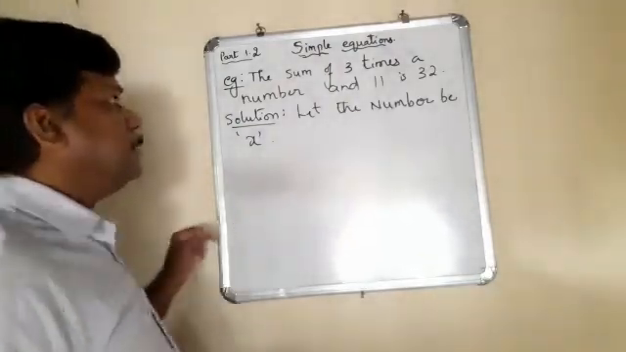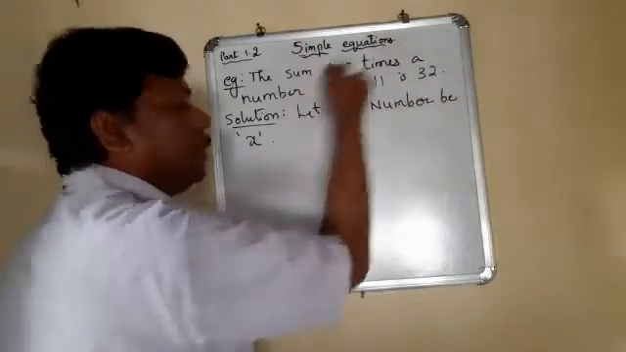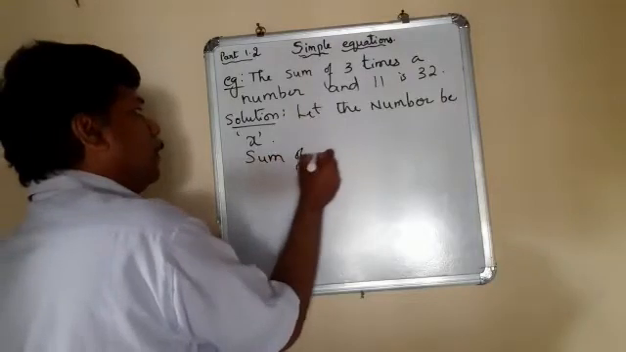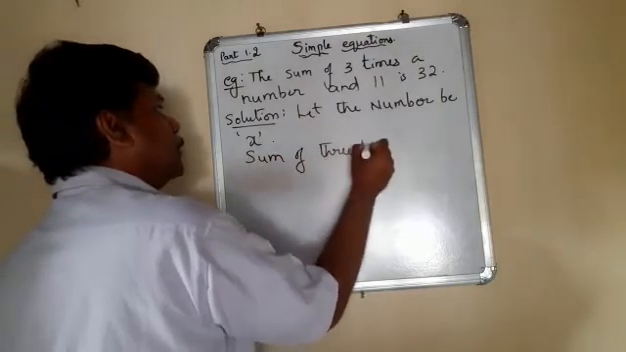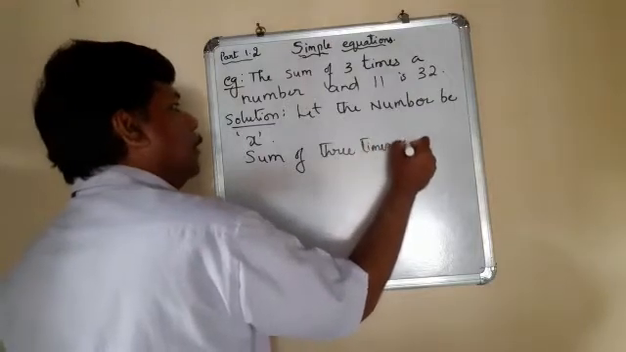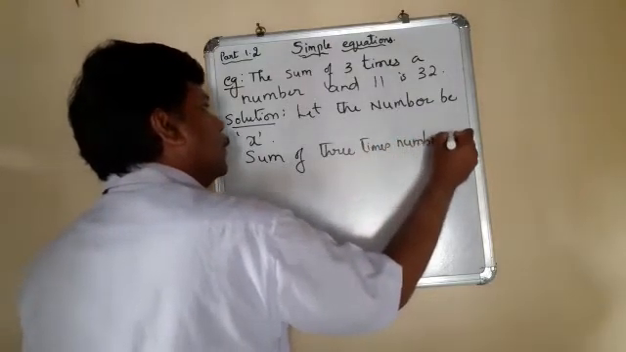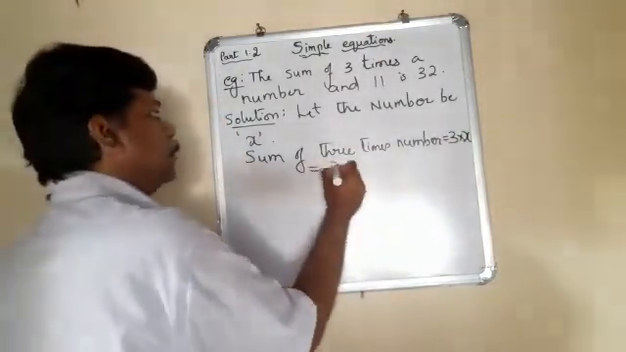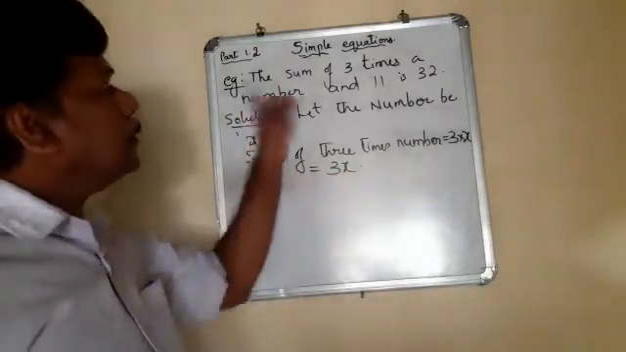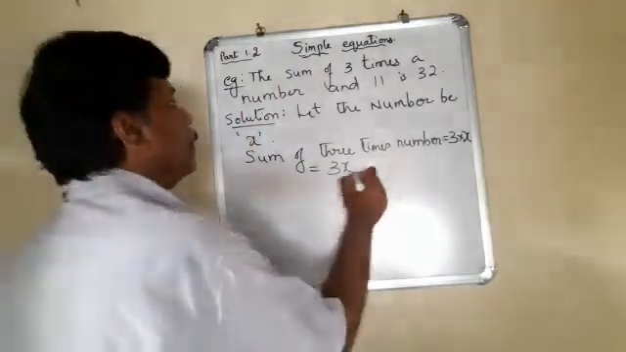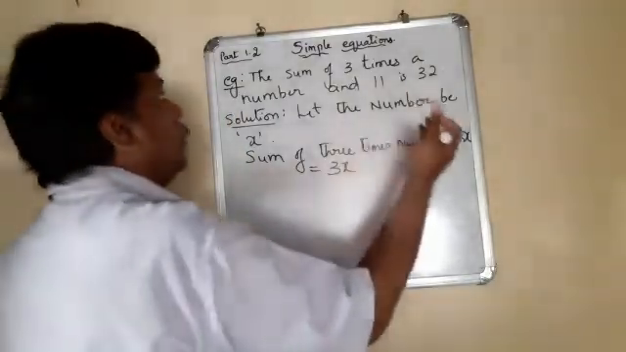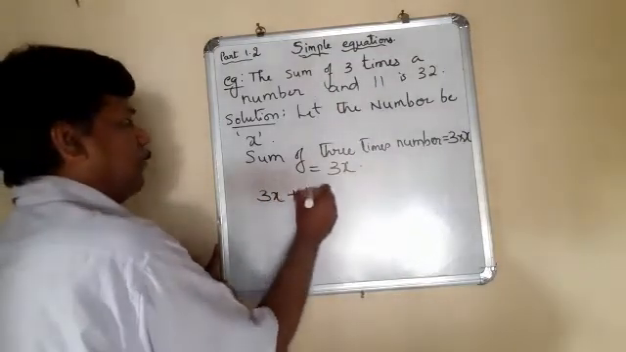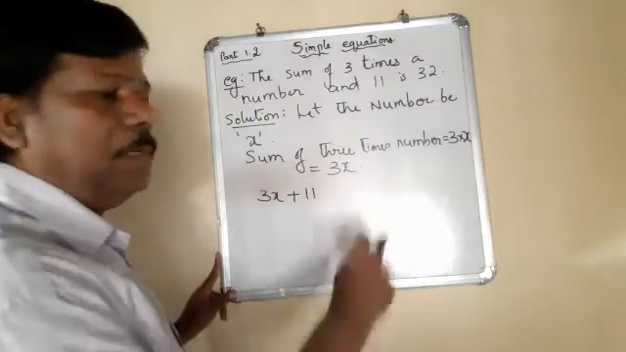So let the number be x. What is the sum of 3 times a number? 3 times a number is equal to 3 multiplied by x, correct? So 3 times x, that means it is equal to 3x. The sum of 3 times a number and 11 is 3x plus 11.